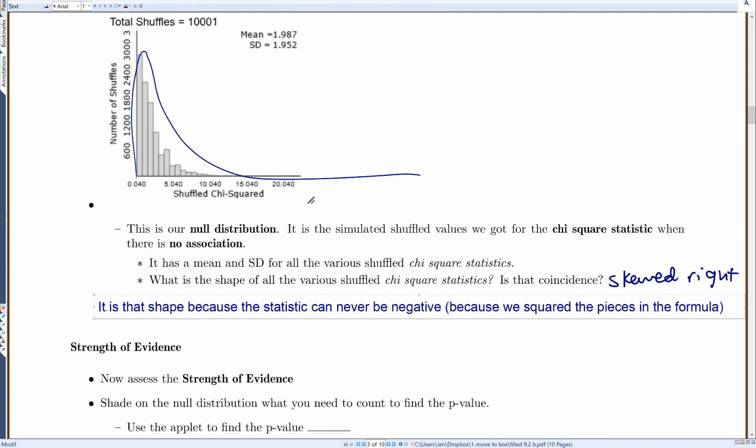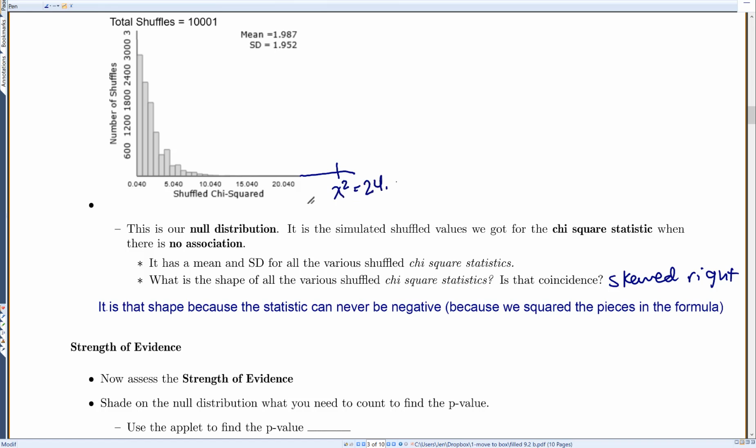pieces in the formula. Now, let's assess our strength of evidence. So let's shade up here on this null distribution what we need to count to find the p-value. Okay. So just like we've done every time, we find our statistic on here, which in this case, our statistic is like way over here. So chi-squared equals 24.284. Okay, so that's where our statistic is.